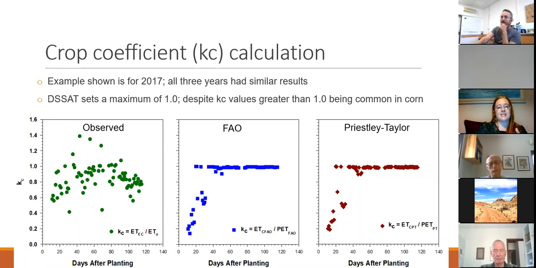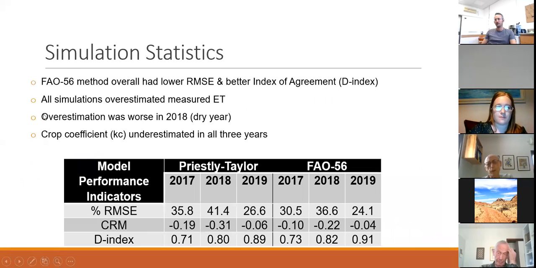So this essentially sets a maximum crop coefficient, and it alters the results of the model because the coefficient affects the way that the model converts potential ET into actual ET. And since the coefficient is a bit off, that can create some issues.